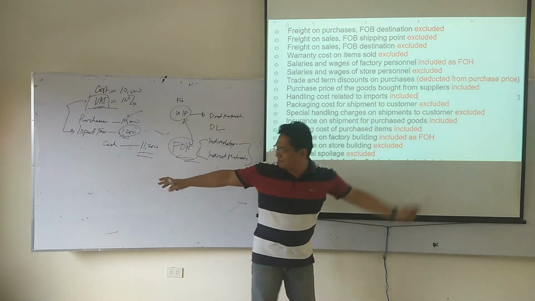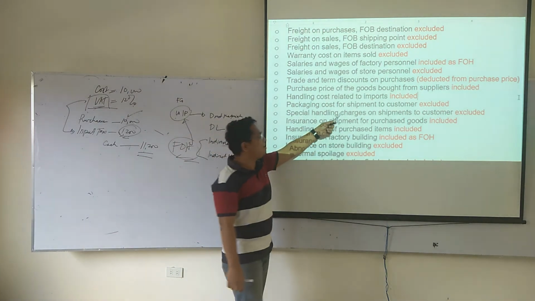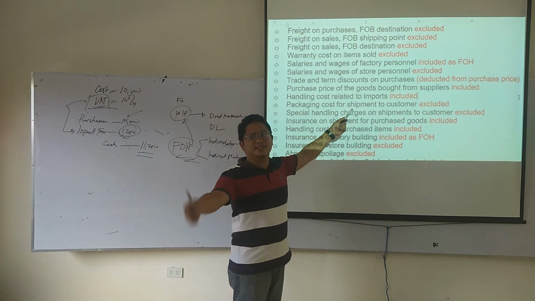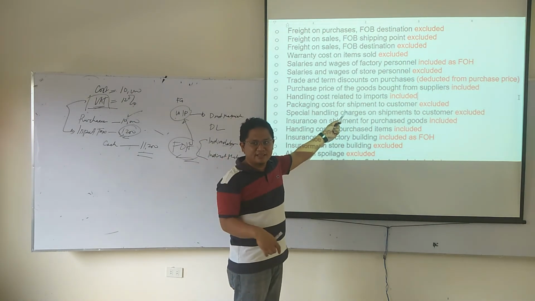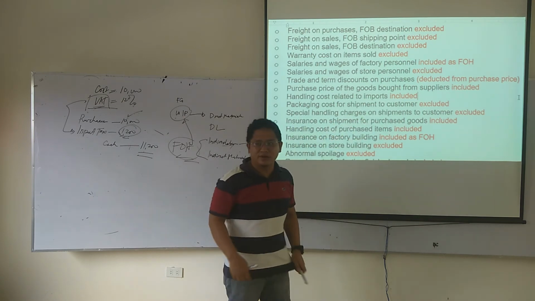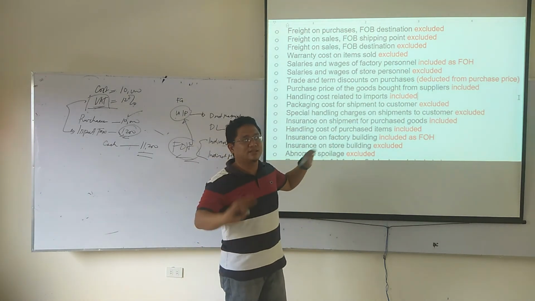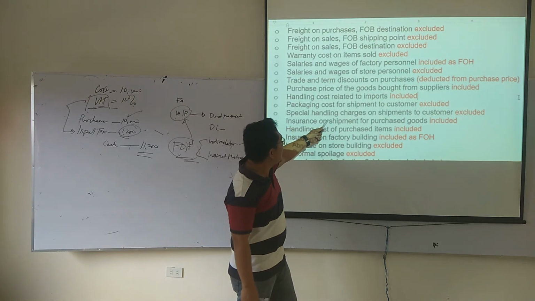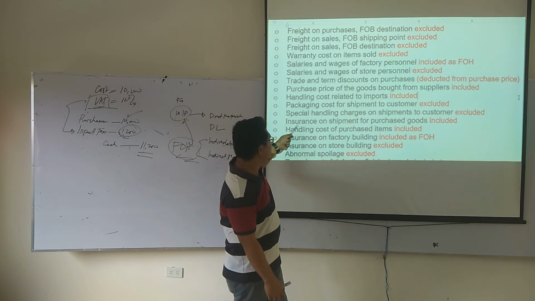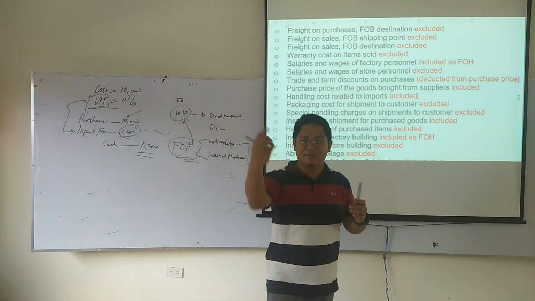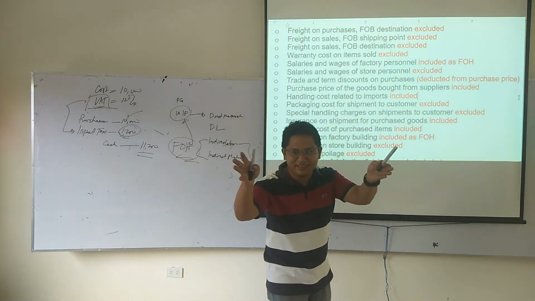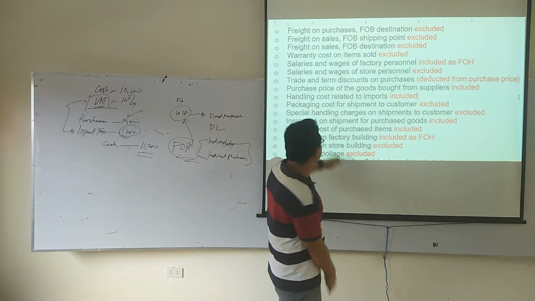Of course, it's the debit purchasing amount here. Then we have handling costs related to imports, the same rule. Necessary to bring in the goods, part. Packaging costs for shipment to customer. Packaging costs, of course, excluded. It's not part of the product anymore. Special handling charges on shipments to customer. Again, going out to customer. Insurance. Take note again, our rule is simple. If it's going in, it's included. Part of the inventory. If it's going out, it's excluded. It's part of our selling expense.